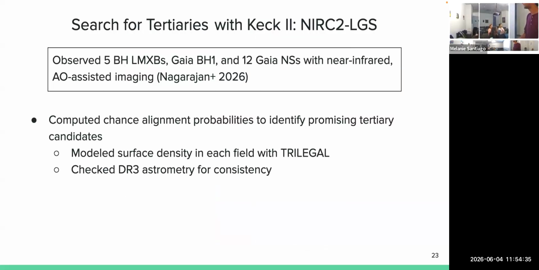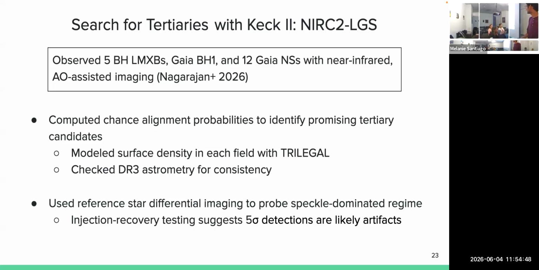And the idea is you can use chance alignment probabilities and make arguments about what is promising as a candidate and what is not. With one epoch, you can't establish physical association, but you can start probing what could be a tertiary or not. I also actually used high contrast imaging techniques to try and get to the speckle dominated regime and even look for candidates there.